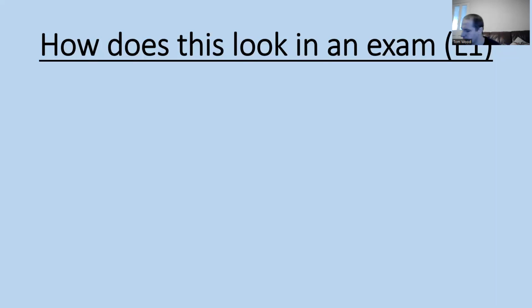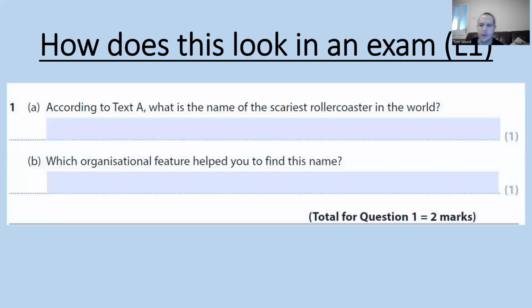Okay, so what we need to have a look at then is, what do these types of questions look like in the exam? So if you are doing a level 1 exam, this is the type of question that you will see. And again, the structure of these questions is always the same. It's just obviously you've been given a different text to work with. So here we can see, according to text A, what is the name of the scariest roller coaster in the world? We can then look in there, find it and go, oh, it's called Devil's Revenge or whatever it might be.